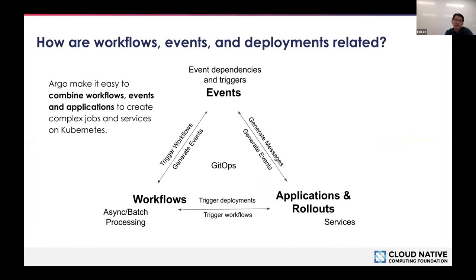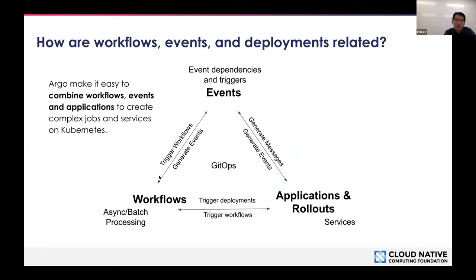Okay, now to get into some of the more details. We're discussing Argo as a collection of three main projects. How are they related? What makes it a single toolkit? So I mentioned before, Argo makes it very easy to combine workflows, events, and applications to create more complex applications, basically to orchestrate jobs and services related to these applications. And so if you look at events, for example, events can be used to trigger workflows. This was the original use case that motivated BlackRock to create Argo Events and to contribute it to Argo.